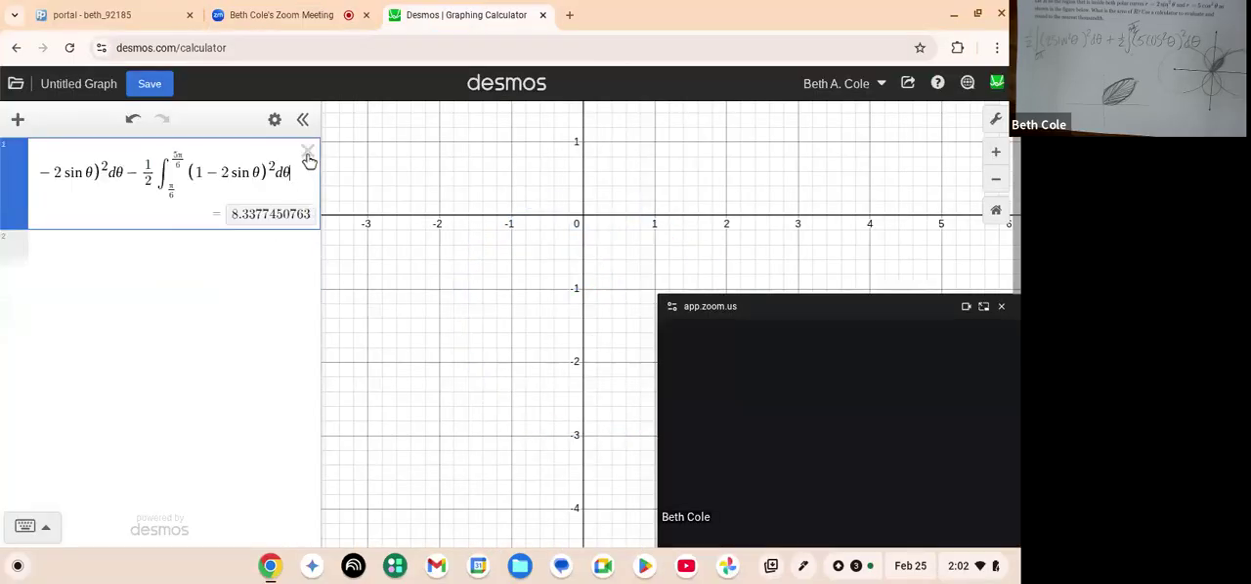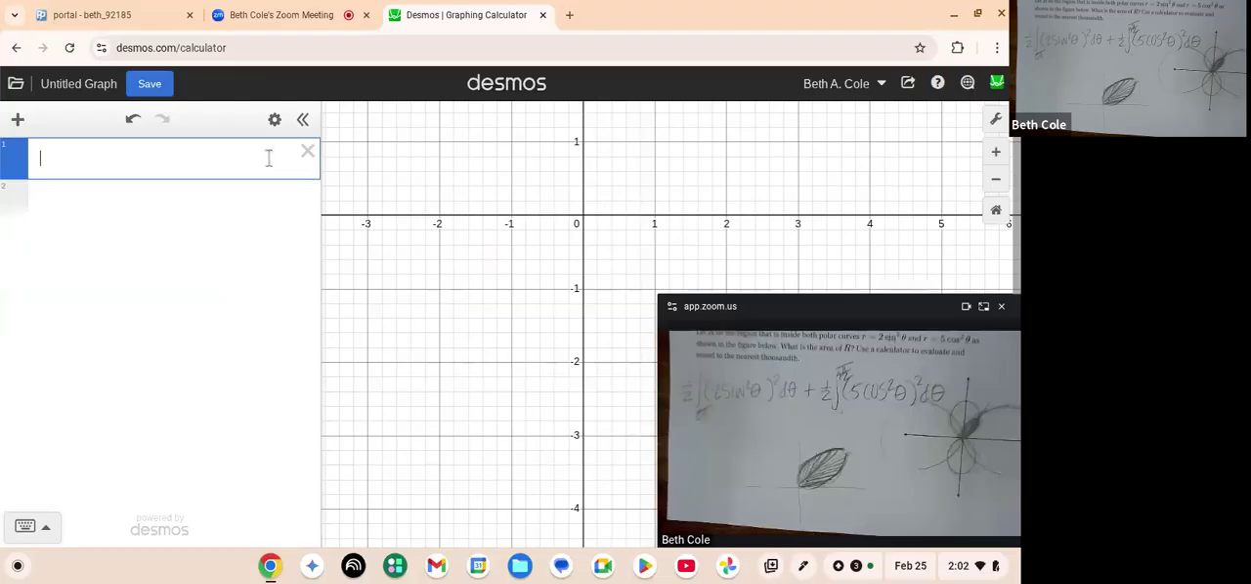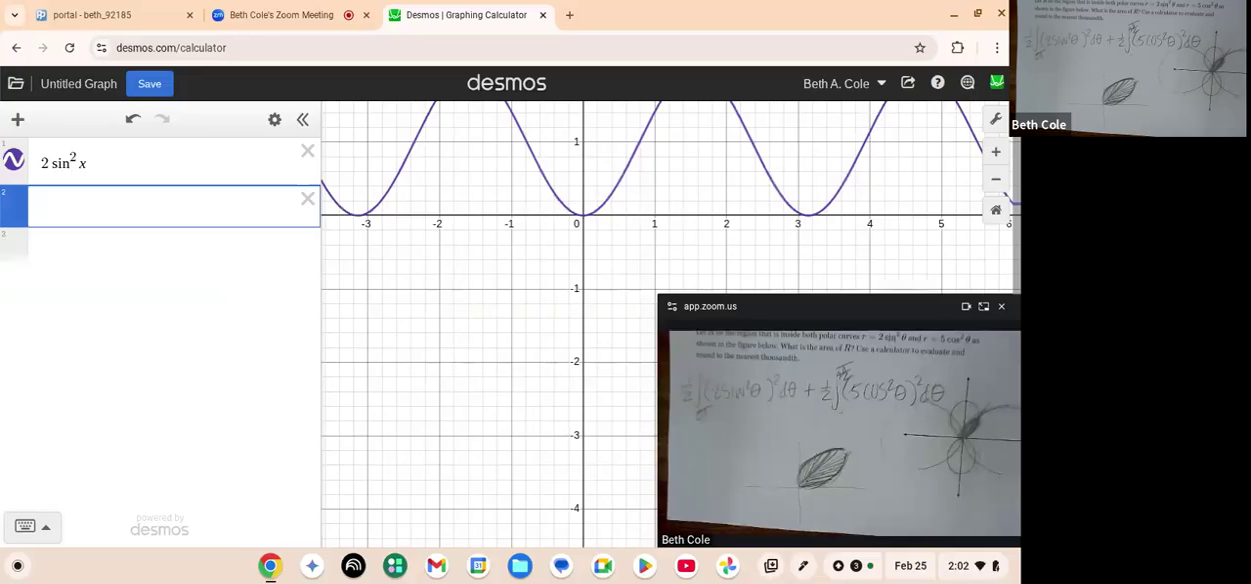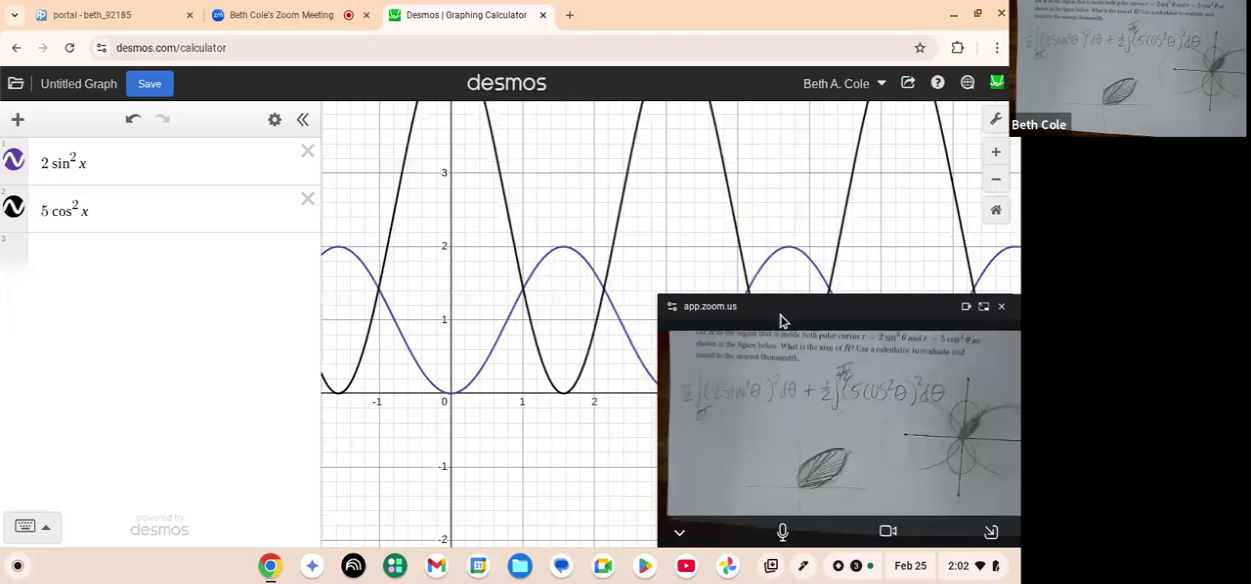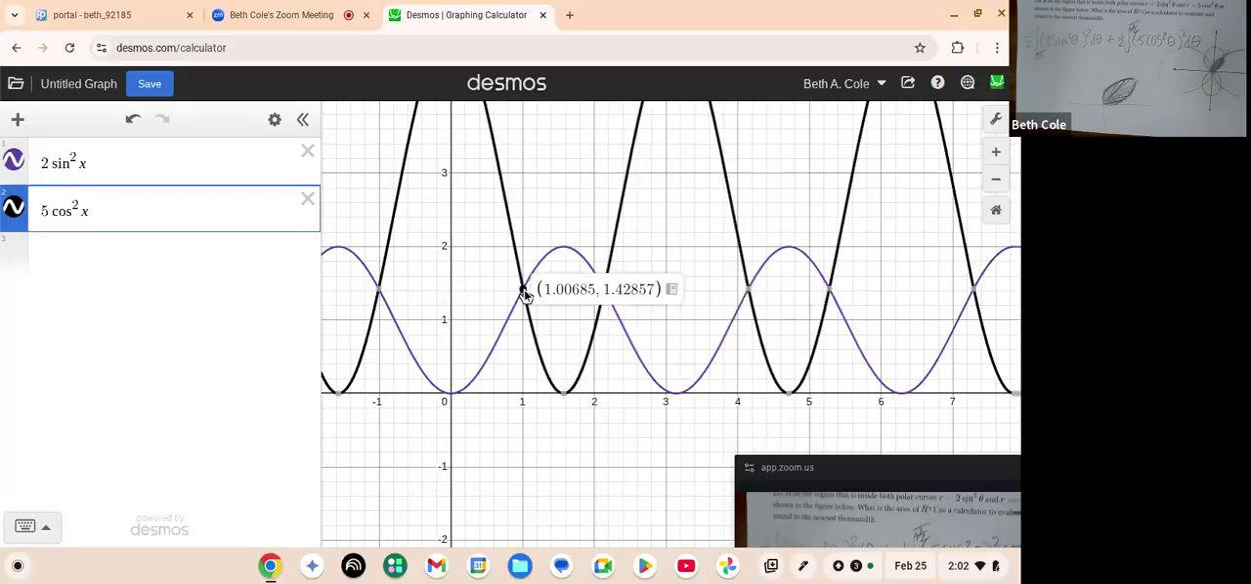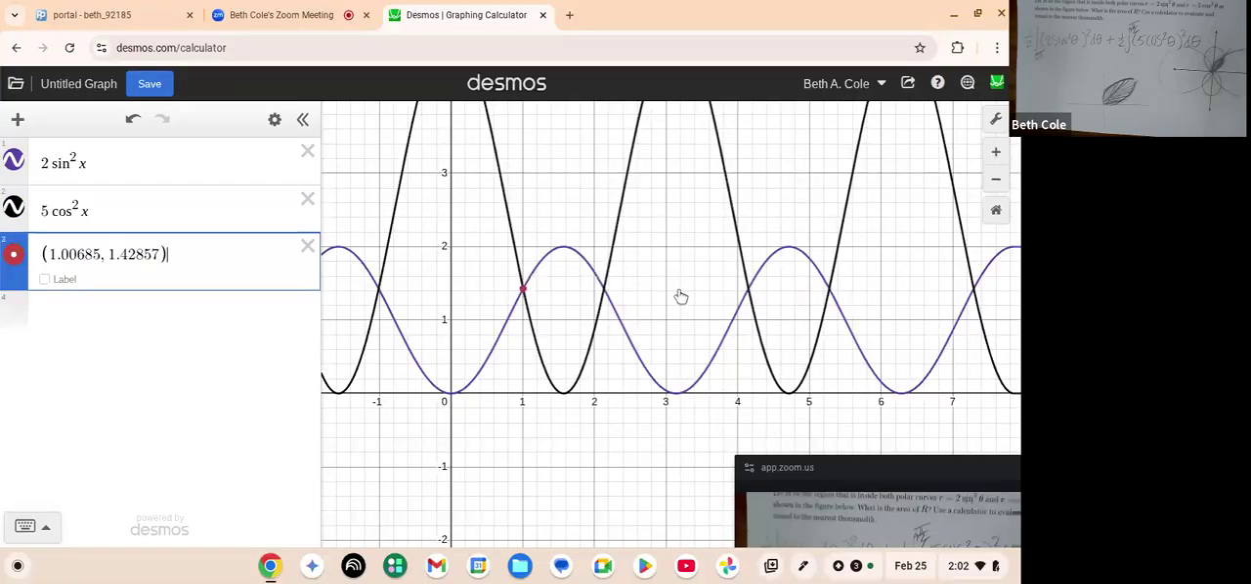Go ahead and clear out everything you've got in your calculator. This is sort of like a trick, but all right. In the first one, we're going to put r equals 2 sine squared of x, and then we're going to put 5 cosine squared of x. Now, there's an awful lot of intersections here. Which one do we want? The first one, which is this one right here. I'm going to export that point so I can copy and paste it, but I got 1.00685. Do you see that? That's the number that goes on those boundaries that we didn't have.